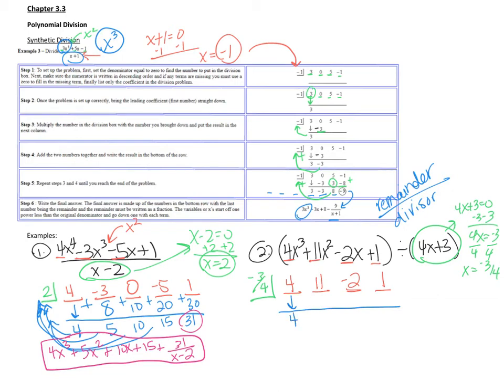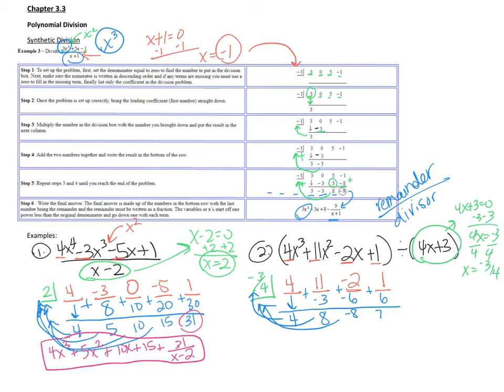Then, even though it's a fraction, I'm still going to do the same thing. I'm going to take 4, I'm going to multiply by a negative 3/4, which gives me negative 3. I'm going to add going down to get 8. I'm going to take 8 and I'm going to multiply by a negative 3/4, which gives me negative 6. Add going down there, which gives me a negative 8. Take that negative 8 and multiply by a negative 3/4 gives me positive 6. Add going down, I get 7.